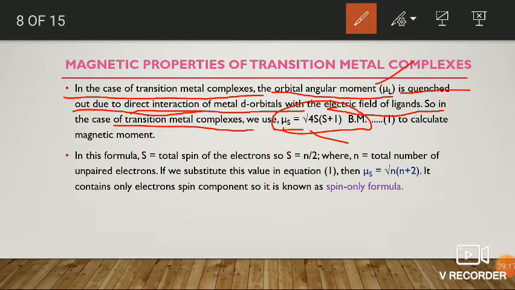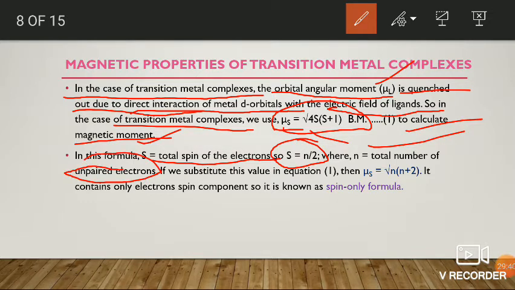So this is used to calculate the magnetic moment in the case of transition metal complexes. Here S is the total spin of the electrons, as we discussed in the previous slide. Generally, total spin is always equal to n by 2, where n is the number of unpaired electrons. So if you take half of the number of unpaired electrons, we get the total spin.